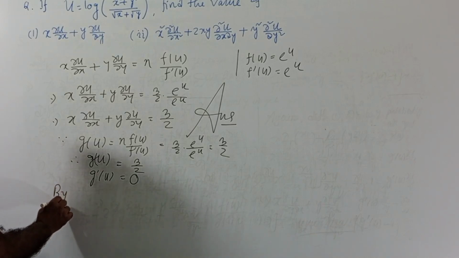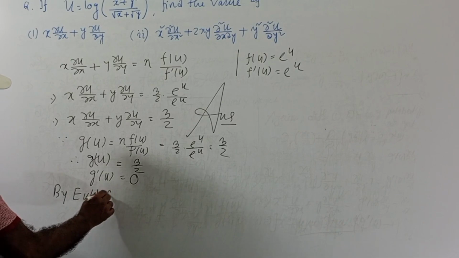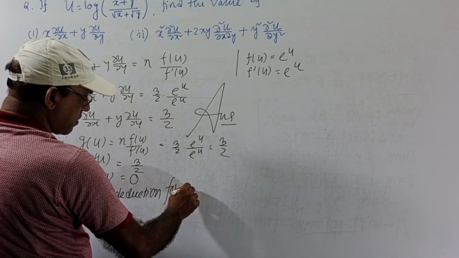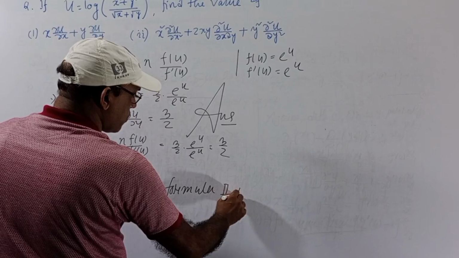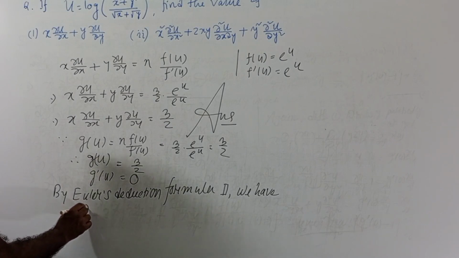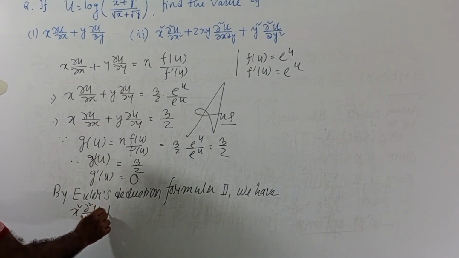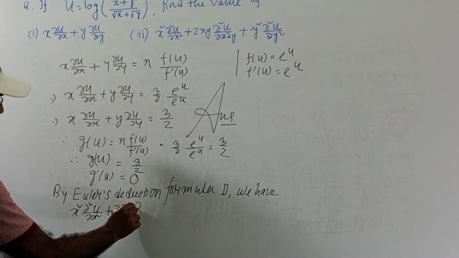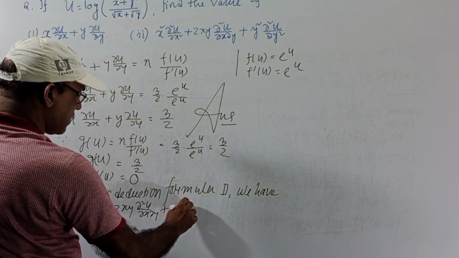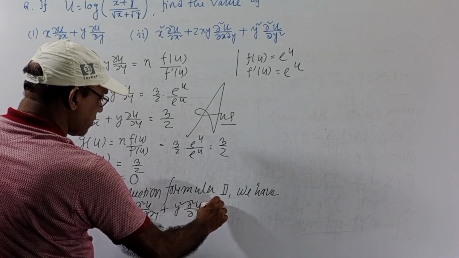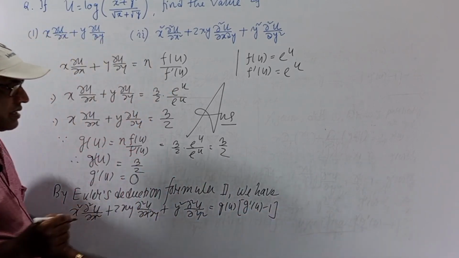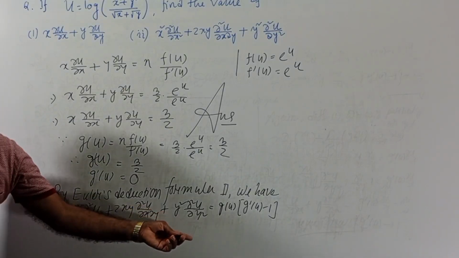By Euler's deduction formula, we have x square del square u del x square plus 2xy del square u del x del y plus y square del square u del y square equal to g of u within bracket g dash u minus 1. This is our deduction formula 2.